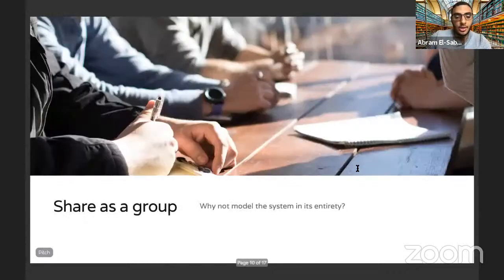All right, cool. So here's a question which I was thinking of as I was preparing for this session. Why not model the system in its entirety? Okay, so we'll go back into groups again for 3 minutes, let's say. And you've got a Miro board as well. So if you don't have access, send me a message and I'll set you up.